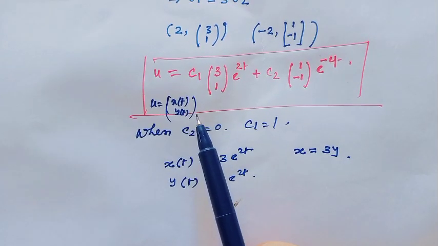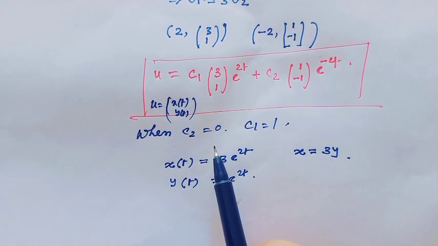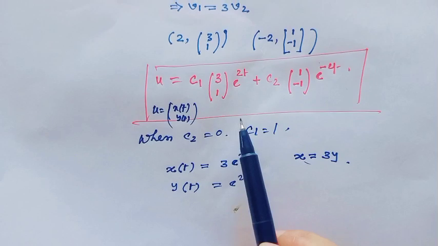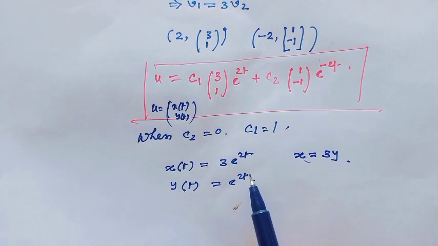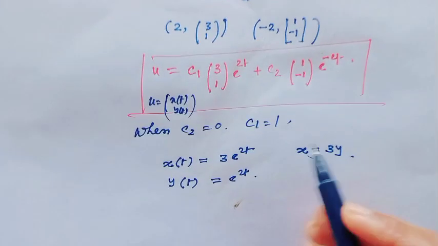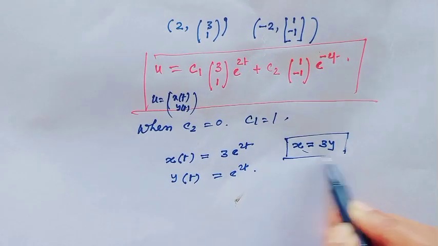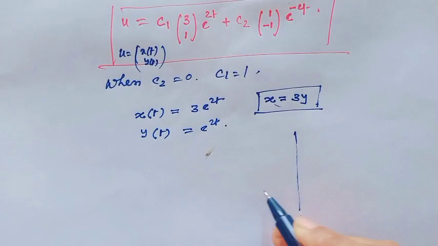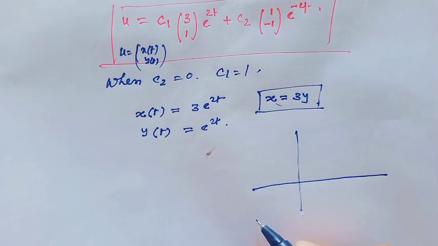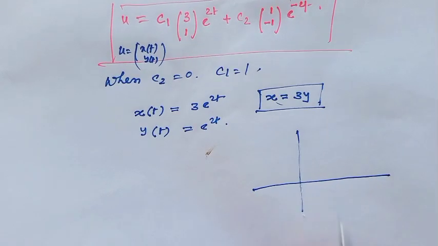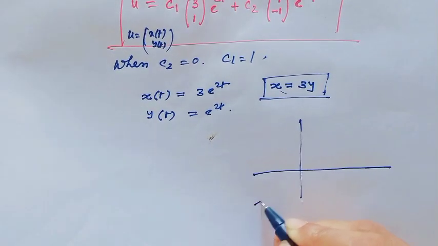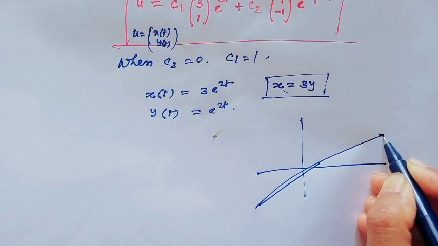Now I will see how the solution space looks. Since u(t) equals (x(t), y(t)), at first consider c2 equal to 0 and c1 equal to 1. That implies x(t) equals 3e to the power 2t and y(t) equals e to the power 2t. And this implies x equals 3y. That means when c2 equals 0 and c1 equals 1, this line would be x equals 3y, y equals 1/3 x. Therefore, the equation of this line would be of such type.